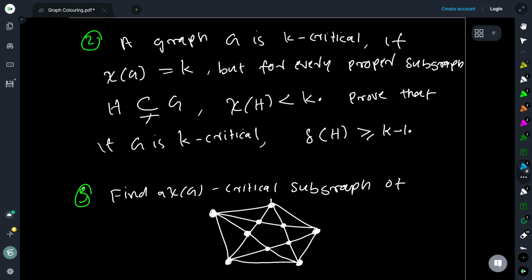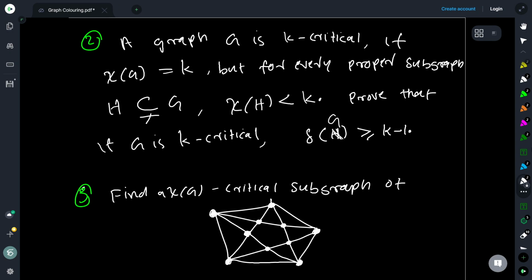Now, prove that if the graph G is K critical, then the minimum degree of G is greater than or equal to K minus 1.